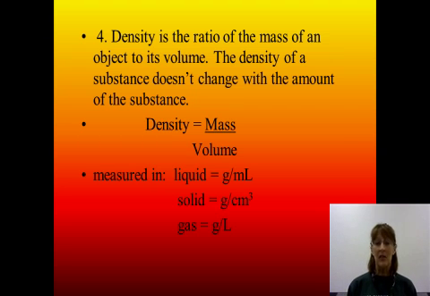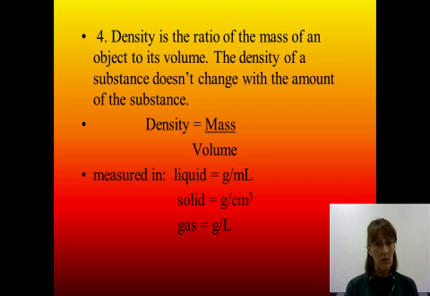The density of a substance doesn't change with how much stuff you have. So if I have a big chunk of iron, and I find the density of the big chunk of iron, and then I cut a little bitty piece of the iron off and find the density of the little bitty piece of iron, the densities are the same. They don't change. So density is mass divided by volume.